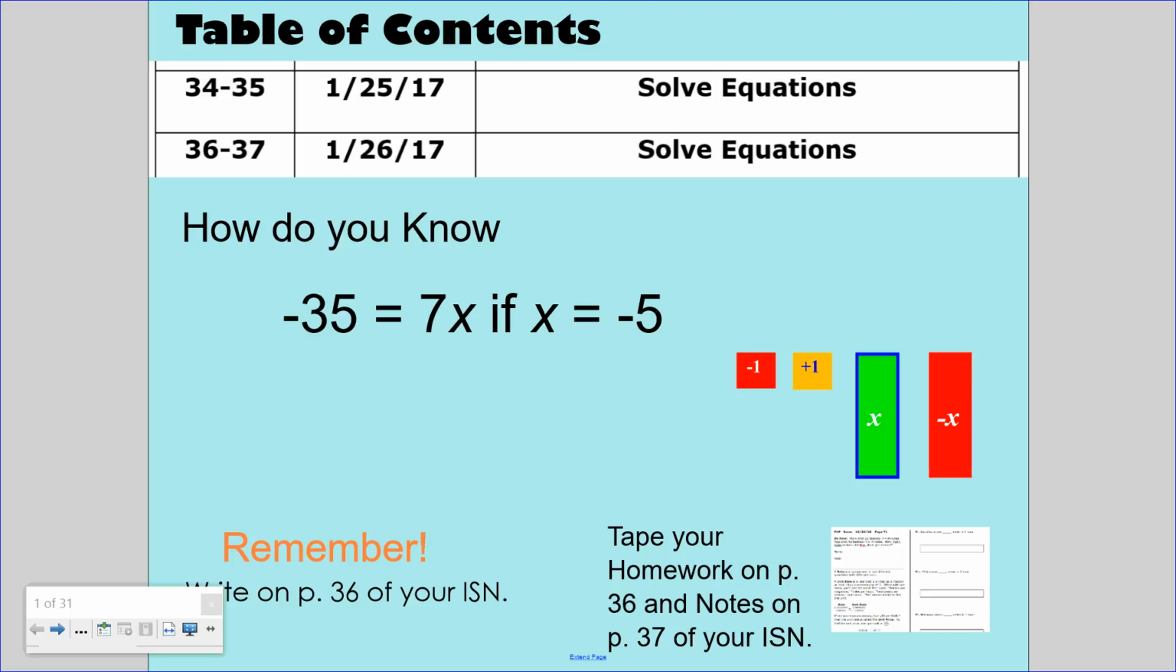I could use the algebra tiles. I really don't want to. That's a lot of extra work. I'm going to do it mathematically. I want to isolate this x.